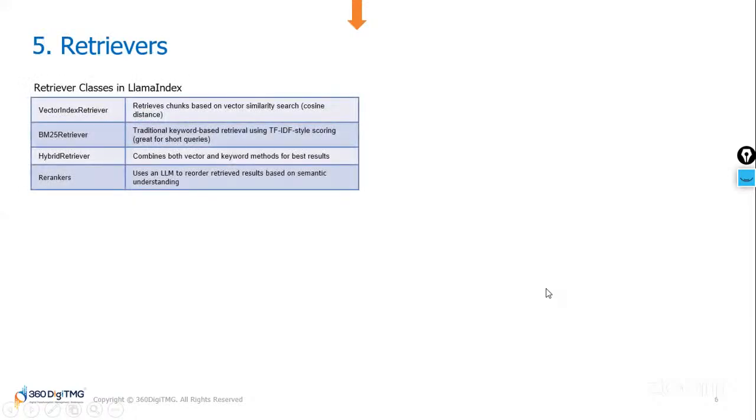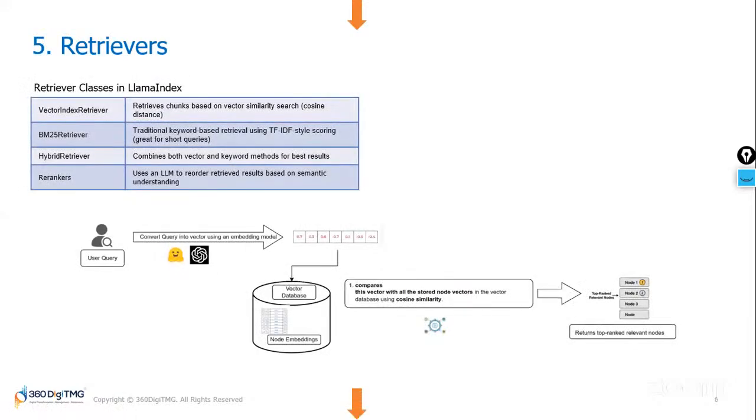Then comes your retrievers, right? So here's where the magic actually begins. When a question is asked, retriever classes will look through those indexes and they'll fetch the most relevant nodes. Just like how a librarian will pull out the best books based on your query. Right? So based on what query I have, the librarian will go and pick up the best book, maybe a fiction novel that I'm looking for, right? These kinds of things.